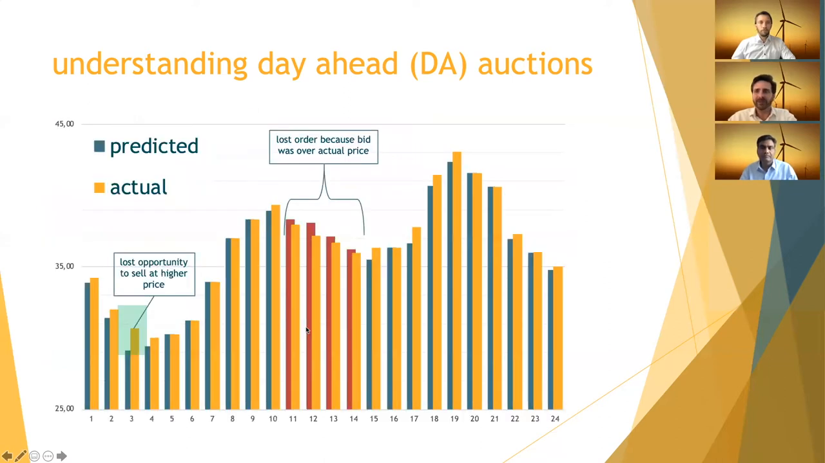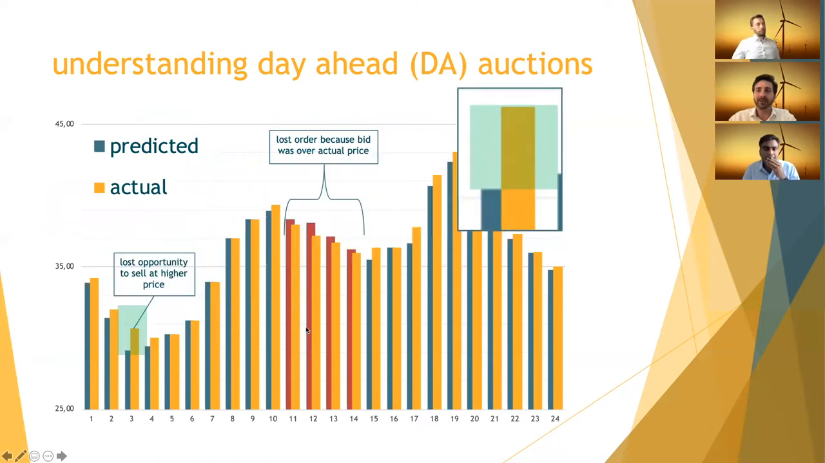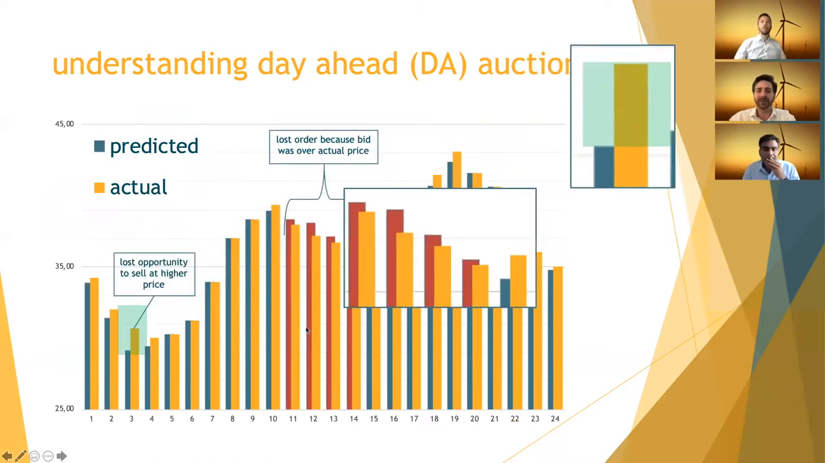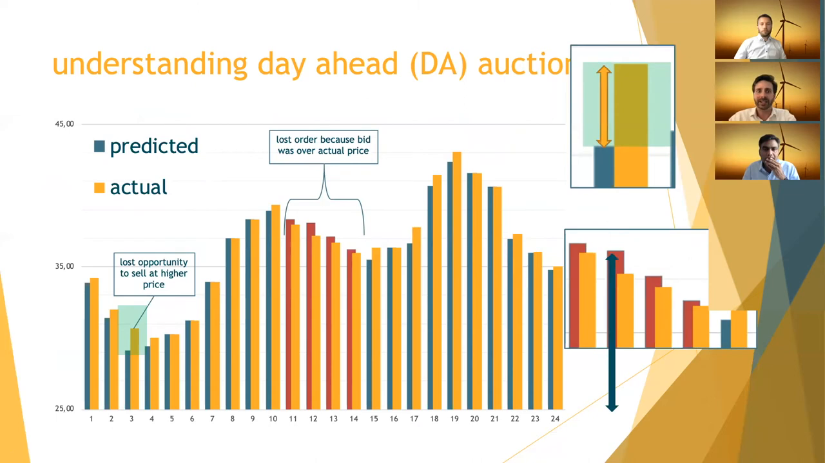Now, if we set the price too low, then we lose the opportunity to sell at a higher value. These orange bars are the actual values, and then we have predictions. But if we set our price too high, then we lose the bid because someone will buy it from a cheaper provider, and we stand to lose the entire hour's worth of income. So we aim to get as close as possible to the day ahead price without losing the bid as often as possible.